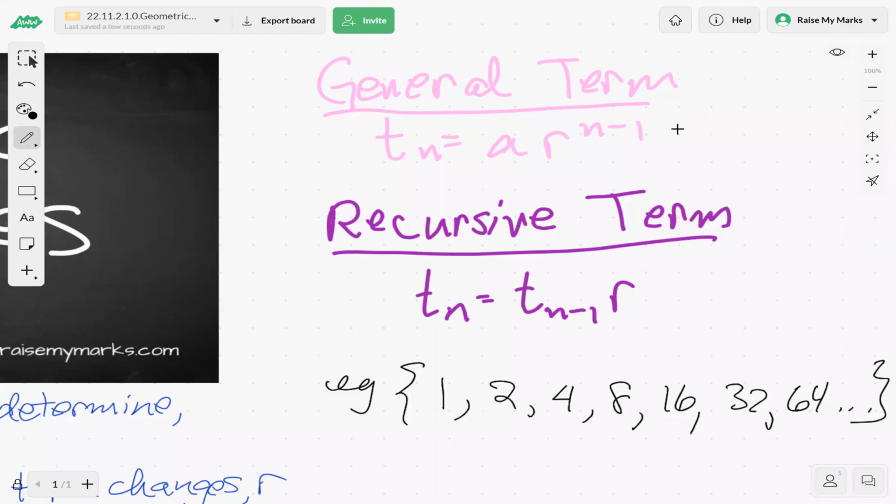Our general term is a times r to the power n minus 1. In our case, a is our first term. r is what we're multiplying by, which is 2. A recursive term is the previous term times our r value. So, for example, how do we get 16? We get 16 by multiplying 8 by our r value, 2.